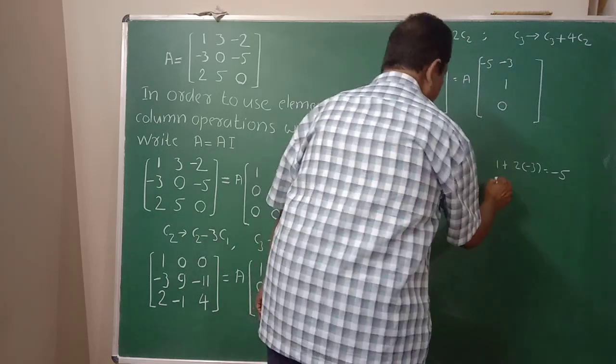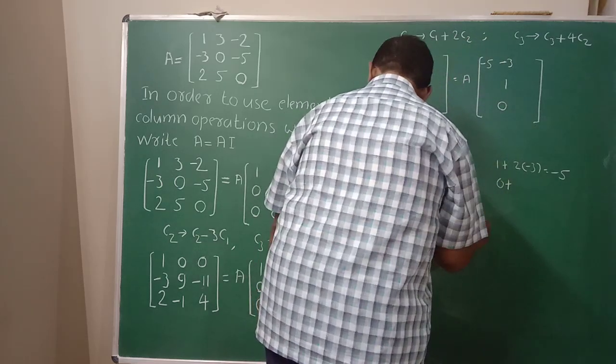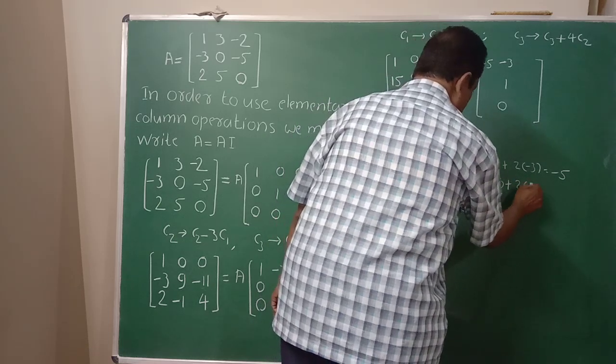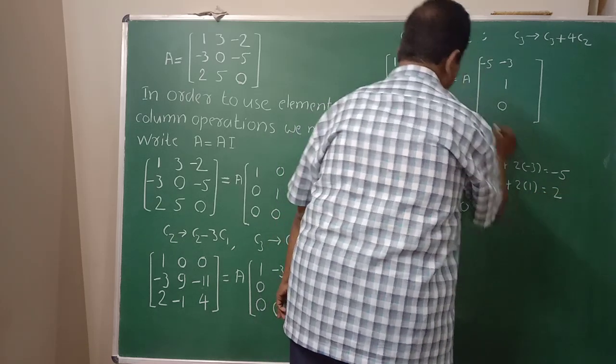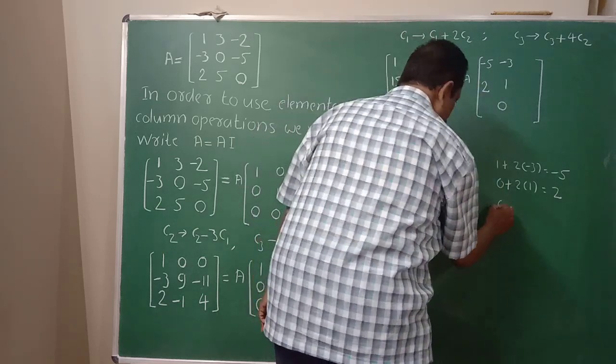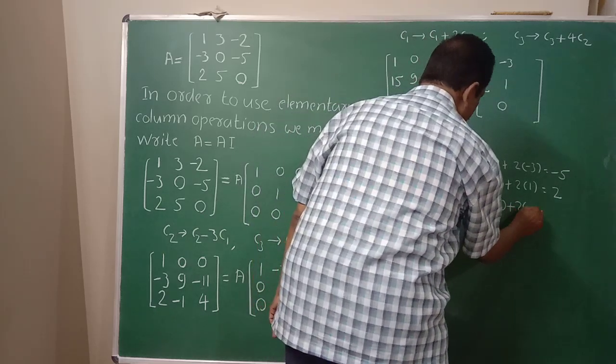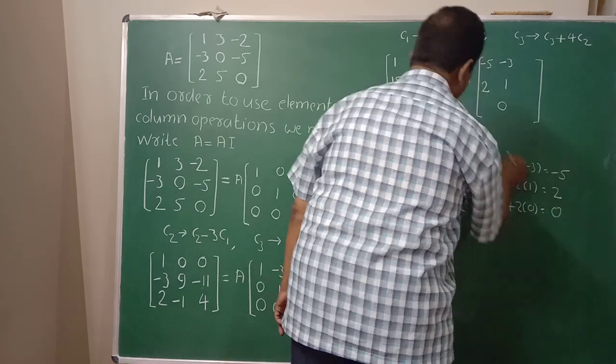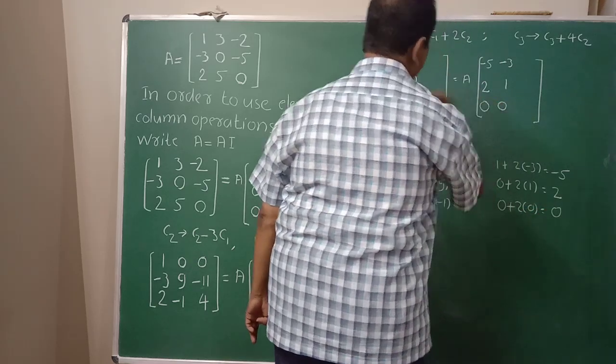Then 0 plus 2 into 1. 2 into 1 is a 2 here. So write here 2. Then 0 plus 2 into 0 is a 0 here. So write here 0. Okay.